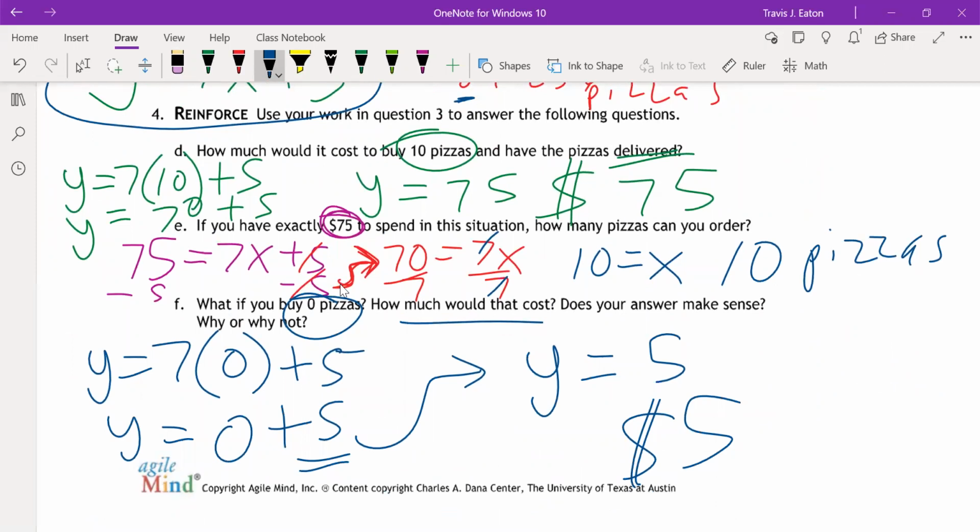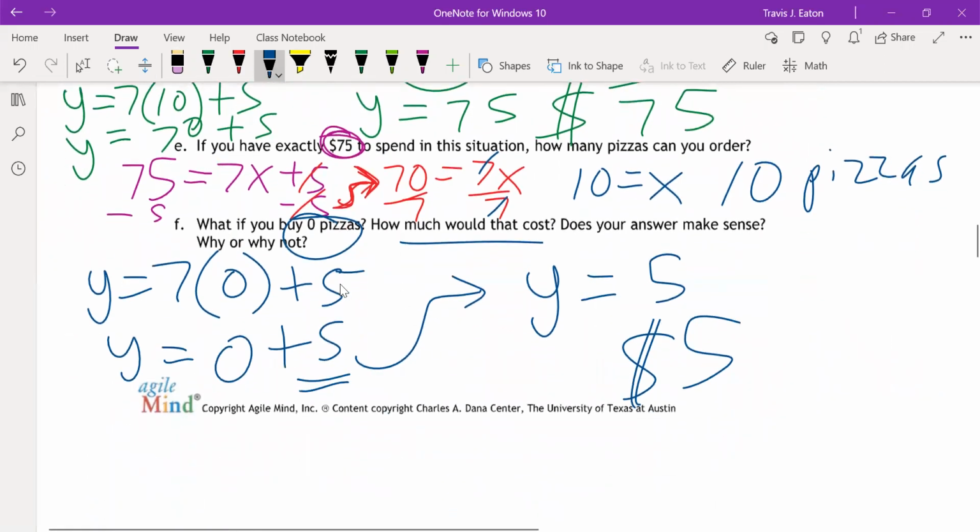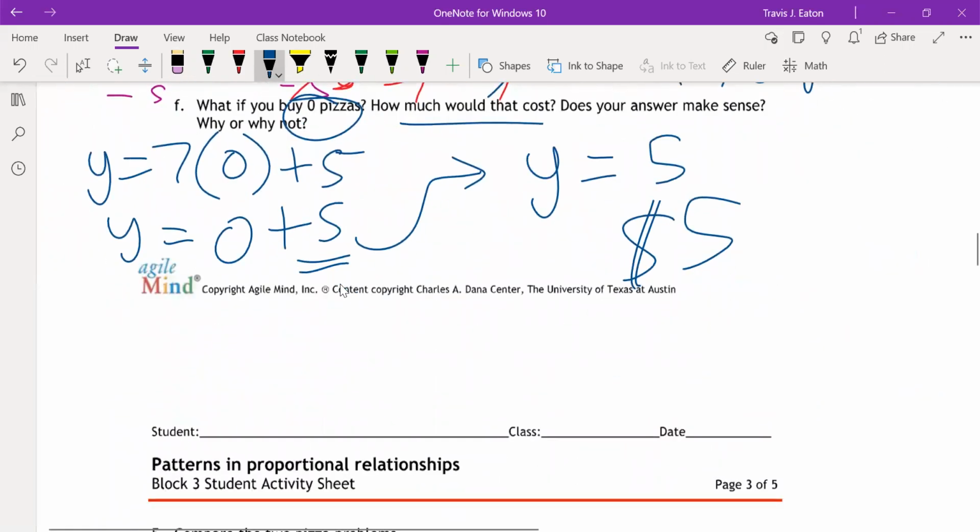But it doesn't make sense. Nobody's going to expect you to pay a delivery cost if you don't buy a pizza. That's just silly. But you can see where the math, in some instances, doesn't work out. And the reason it doesn't make sense is because this is not a proportional relationship. So in this case, if you didn't buy something, you're not going to pay for something. But in this case, well, the math says that you do, but common sense says no.